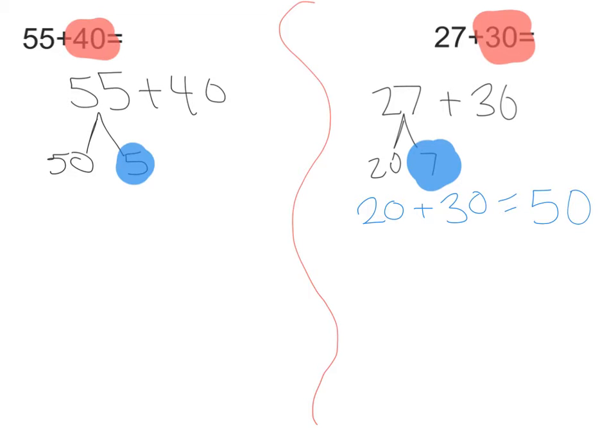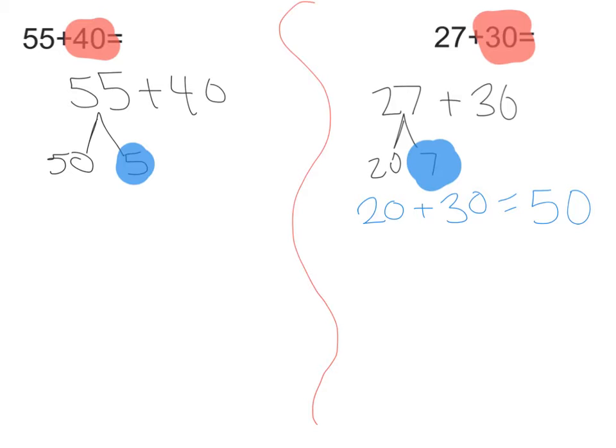Your turn. On your paper, please add together your tens from 55 and the tens you are going to add by making a number sentence. Pause the video and start the video again when you're ready to continue.